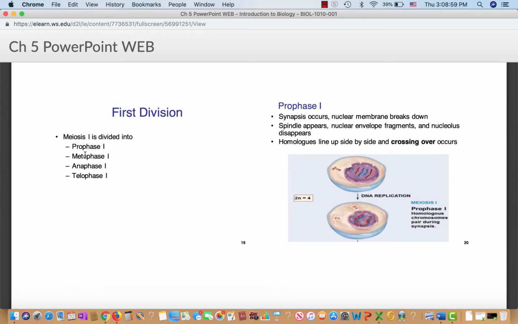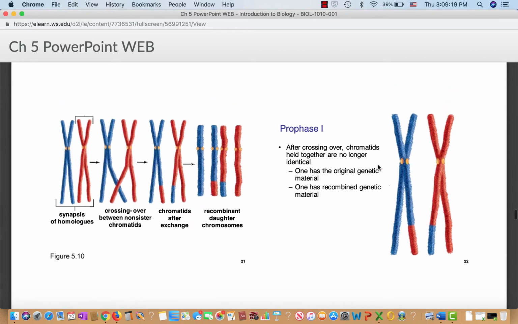So your first division here, you've got prophase 1, metaphase 1, anaphase 1, telophase 1. Just like mitosis, so far so good. Everything happens pretty much like we did before. The key difference here is in prophase 1, you have this crossing over event, which allows DNA to be exchanged between these pairs of chromosomes. So you end up with a little bit of shuffling here.